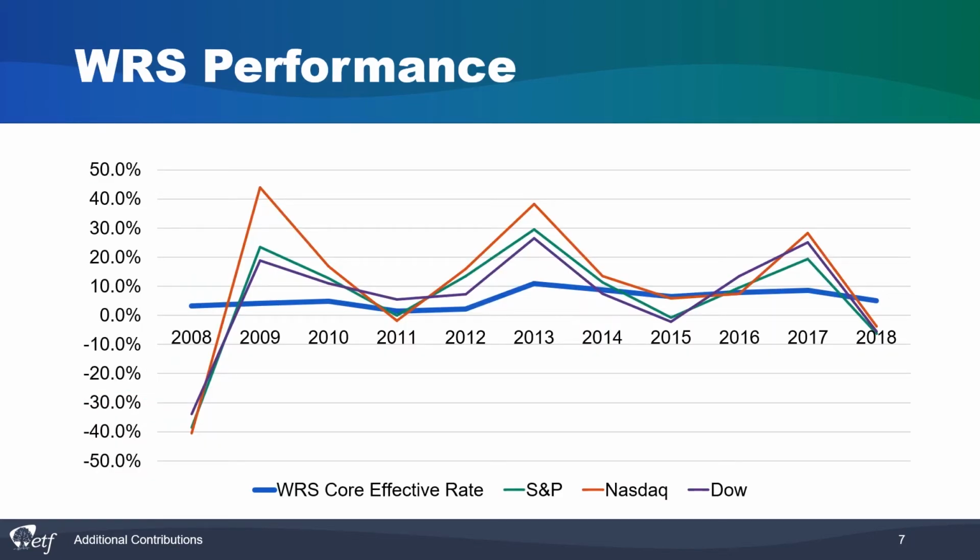As you can see on the graph, the WRS, in blue, performs at a relatively stable rate of return that is competitive with other investment rates, without the extreme peaks and valleys usually associated with stock funds. Therefore, additional contributions may be an ideal spot for supplemental savings due to that steady performance.